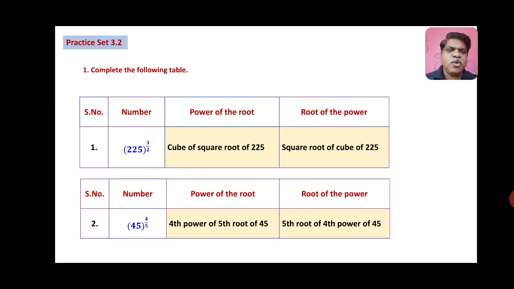Second problem, the number in the index form is 45 raised to 4 upon 5. In the power of the root form, it can be expressed as 4th power of 5th root of 45. At the same time, in the root of the power form, it is 5th root of 4th power of 45.